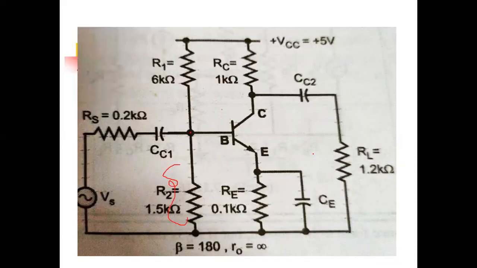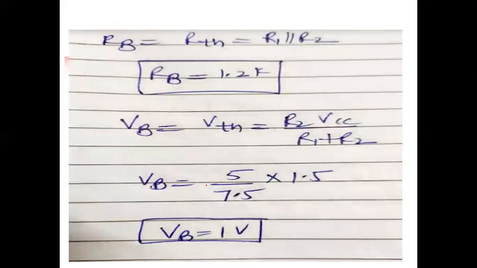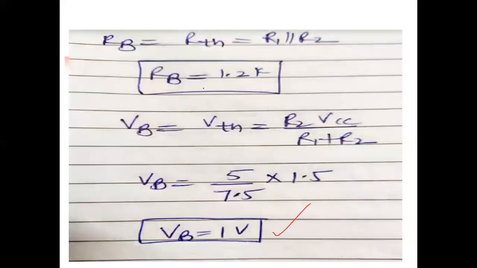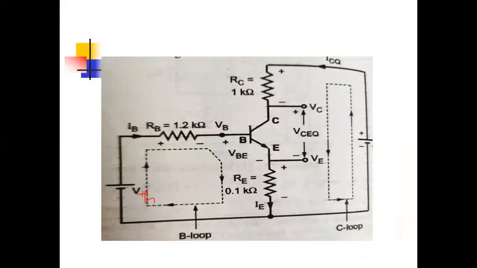Now we will convert this circuit into the voltage equivalent circuit. So this is the voltage equivalent circuit. This is the Thevenin equivalent voltage that we have calculated here, that is 1 volt. This is your equivalent resistance, that is R1 parallel R2, and the rest of the circuit is the same. Now what is the aim? We want to calculate the Q point. What is the Q point? Q point means output voltage VCE and output current IC.